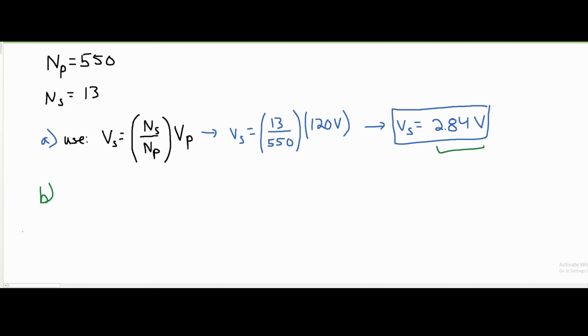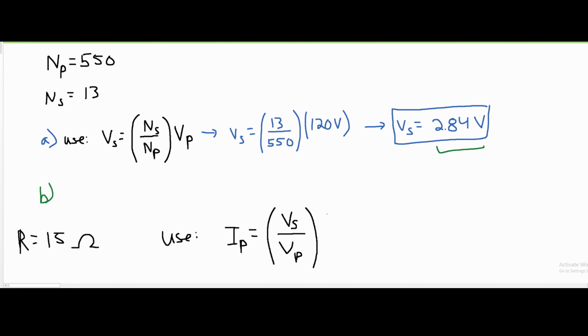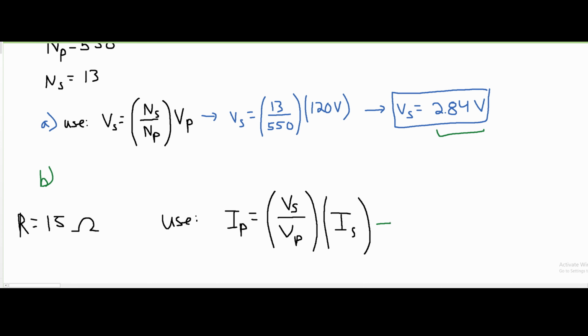We have to write down our new value, which is R is equal to 15 ohms. We can use this formula to find the primary current, and that is I of P is equal to the voltage of the secondary divided by the voltage of the primary, similar to our N of S over N of P here. We can put this in parentheses because we need to multiply this by the current flowing through the secondary. We have to do this because this is the primary and it splits between itself and the secondary. From here, we can plug in the values that we know.